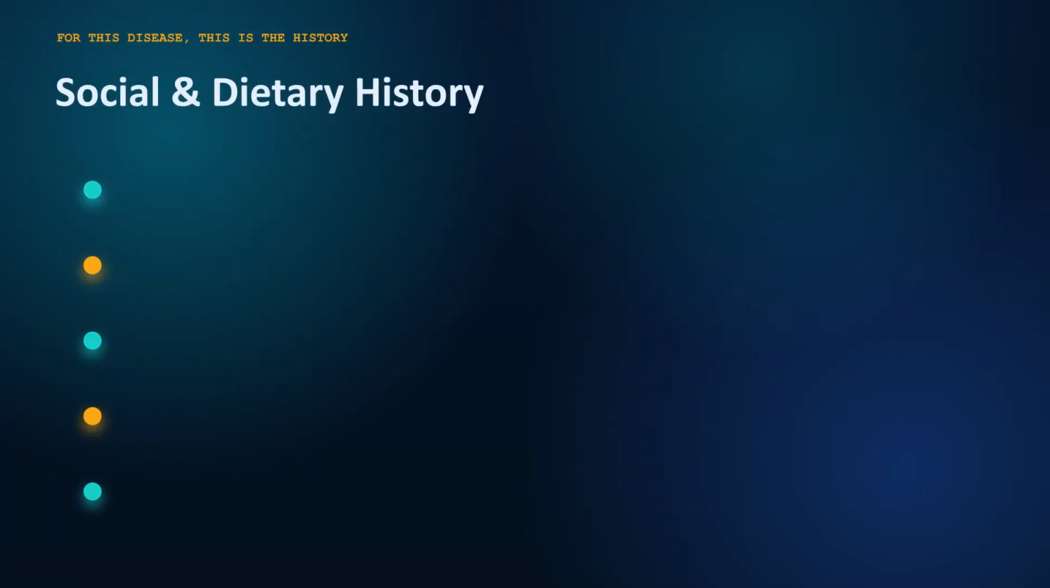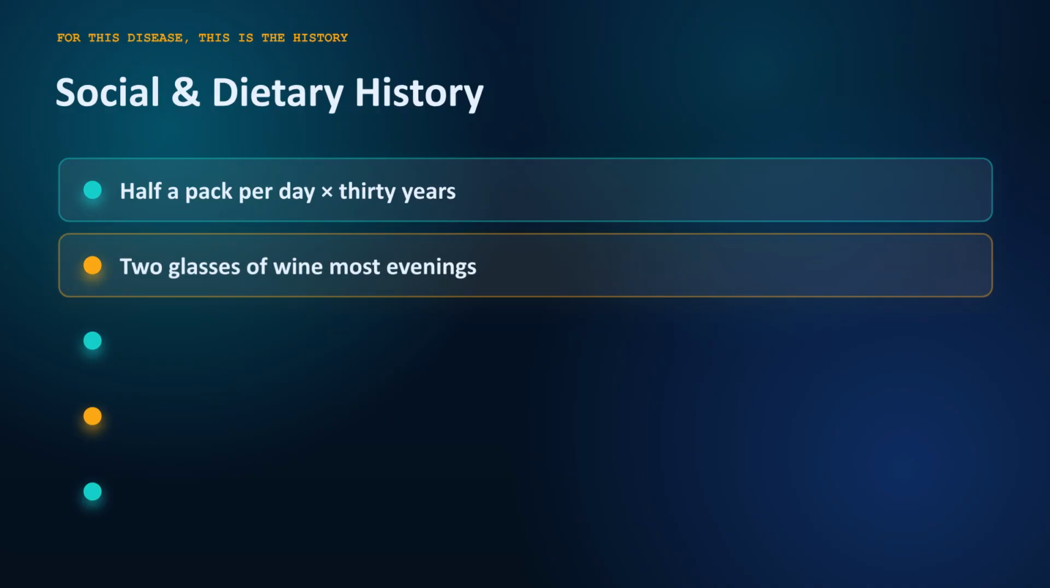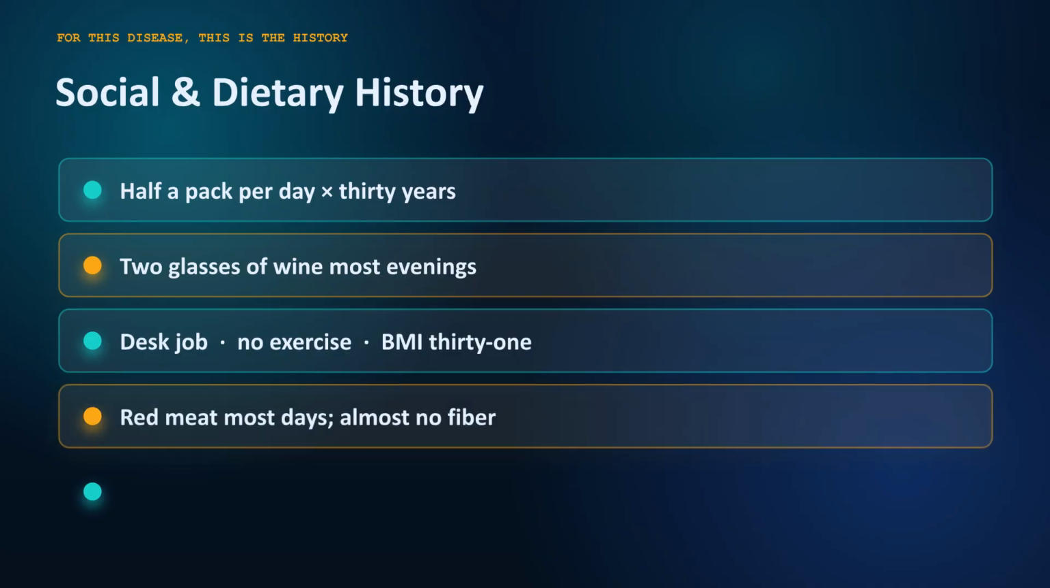Now the social and dietary history, which for this particular disease is the history. He has smoked about half a pack of cigarettes a day for 30 years. He drinks 2 glasses of wine most evenings. He has a desk job and does not exercise. His body mass index is 31. He eats red meat most days, and by his own estimate almost no vegetables, no beans, and no whole grains.